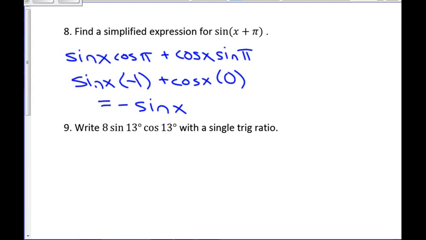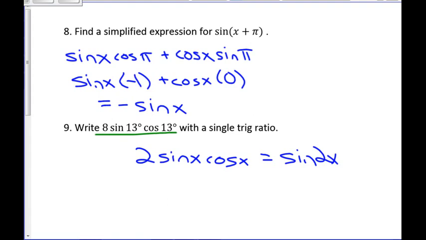Number 9, we want to turn this into a single trig ratio. Well, this looks really fishy. It's got a sine and a cos multiplied together. And I know this thing: 2 sine x cos x equals sine 2x. Let's see if we can use that in here.